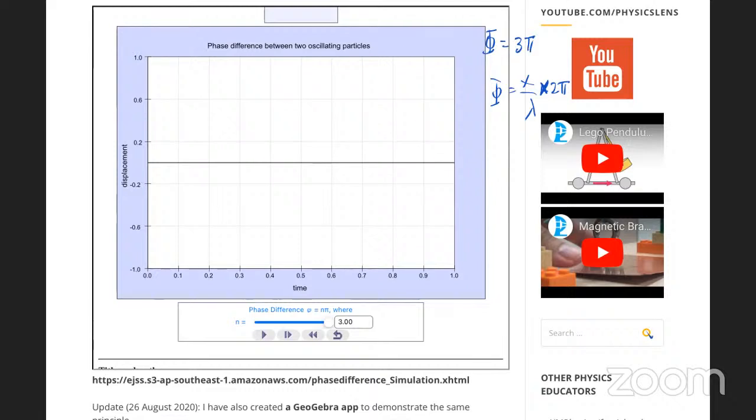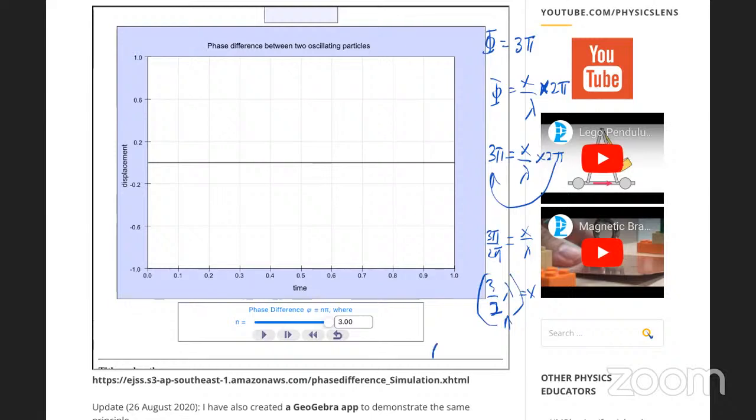So let's see what the calculation will give us. The calculation will give us 3 pi is equal to x on lambda multiplied by 2 pi. Move this here. You will get 3 pi on 2 pi is x on lambda. So we get 3 on 2, carry across lambda. We get x to be 3 on 2 lambda. So here's what it's telling us. It's telling us that the waves will be separated by 1.5 wavelengths.